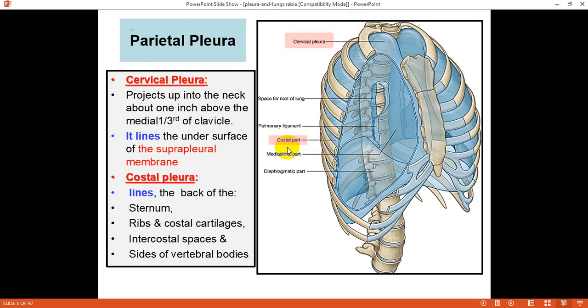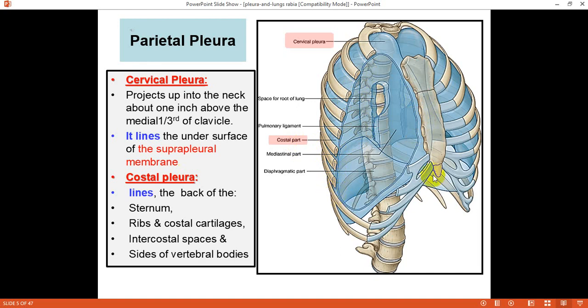The costal pleura is lining the inner side of the sternum, the ribs, costal cartilages and intercostal spaces, and also the sides of vertebrae. And we have already observed that it is separated from the thoracic wall by endothoracic fascia, which is a loose connective tissue layer.